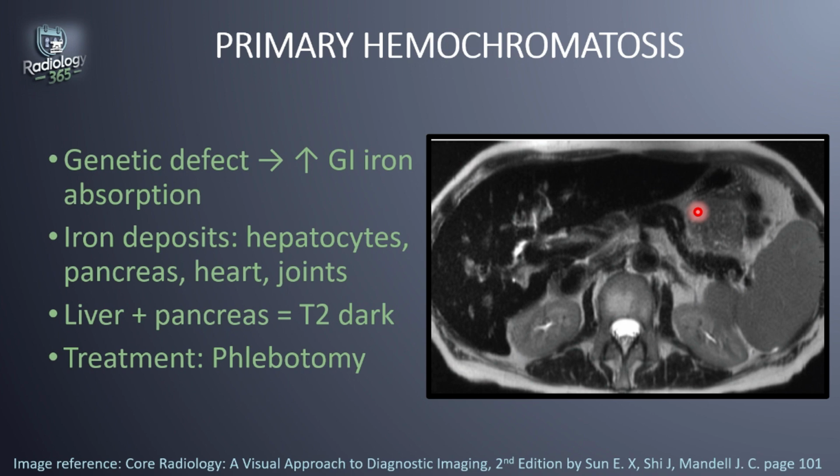Treatment is via phlebotomy. So this image is a case of primary hemochromatosis. It's an axial T2 weighted MRI and it demonstrates diffuse low T2 signal in the liver and the pancreas. But you can see that the liver is very dark compared to the paraspinal muscles, which are also dark, but the liver is significantly darker. Dark liver, dark pancreas, normal looking spleen: primary hemochromatosis.